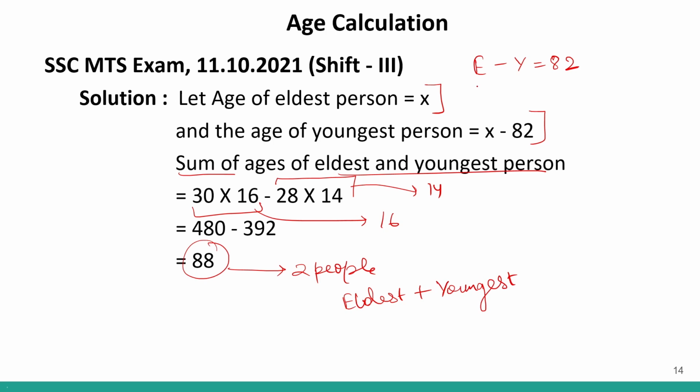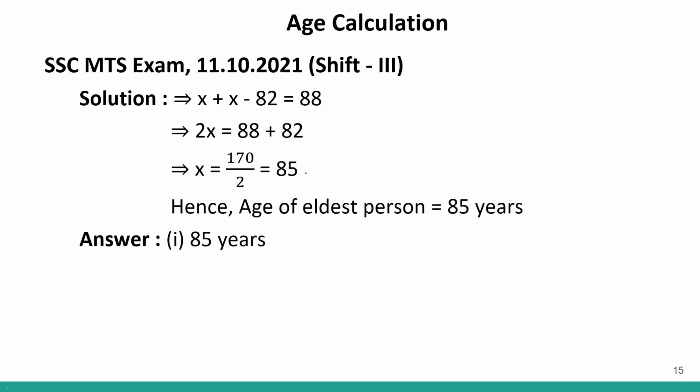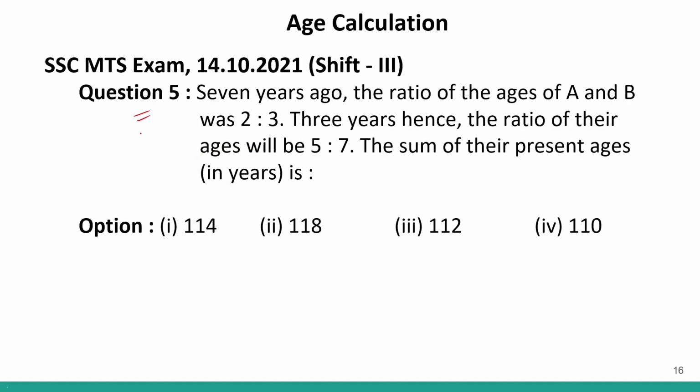So we got two equations, E minus y equals 82 and E plus y equals 88. And when we solved this, we got the value of x to be 85. x was the value of the eldest. So the age of the eldest person is 85 years. Clear? This is question number 5.